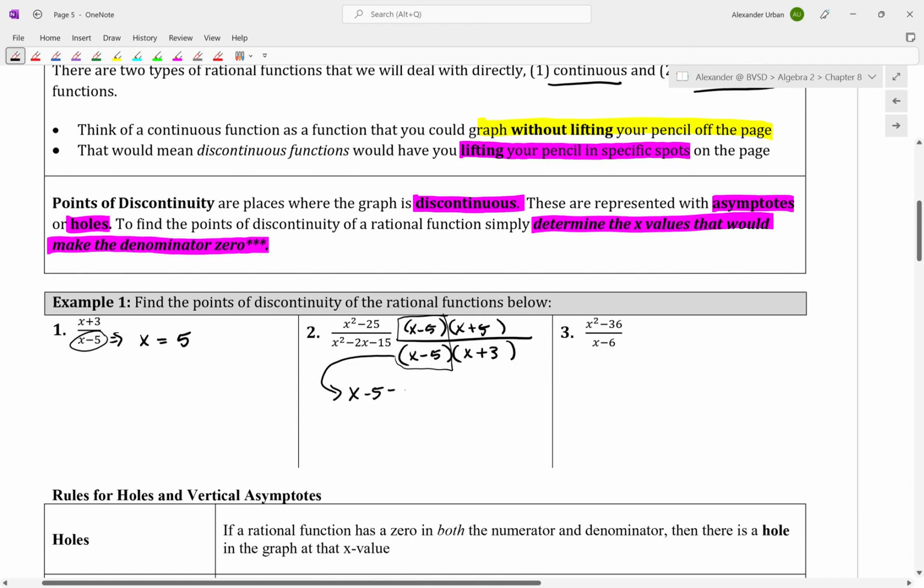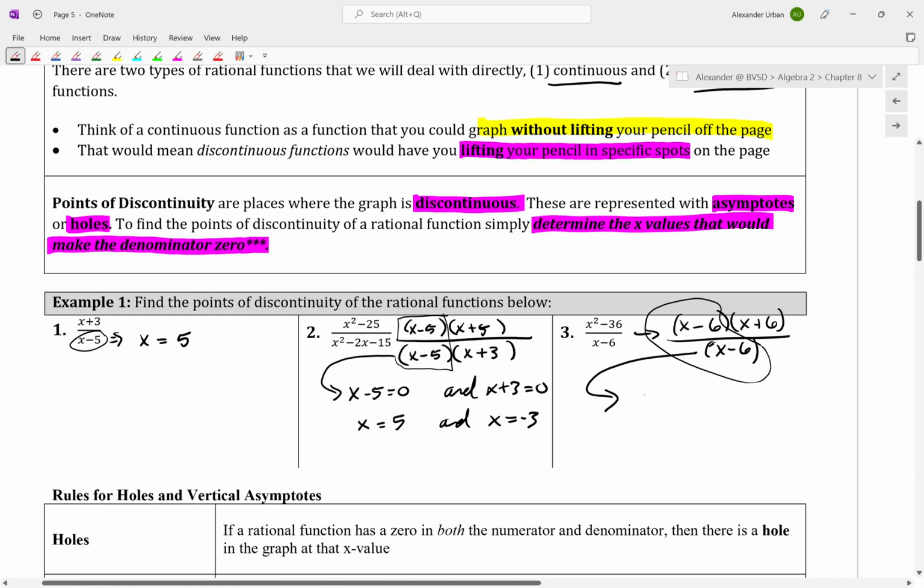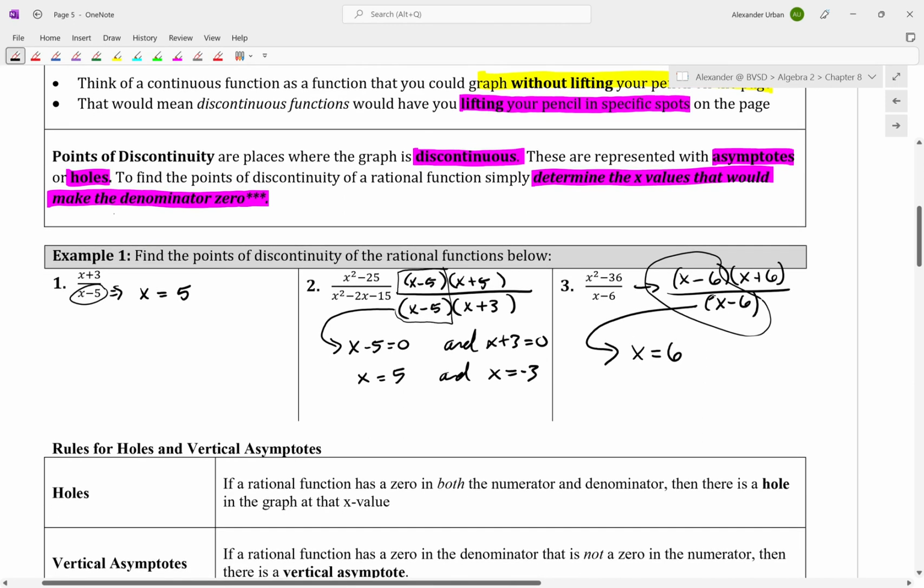X minus 5 is equal to 0 and x plus 3 is equal to 0. This is what we're doing. We're looking to see which denominator values will equal 0. Well, again, x is equal to 5 and x is equal to negative 3. Our last function right here is going to be another difference of squares, so x minus 6 divided by x plus 6 all over x minus 6. This, again, will come into this talk in just a minute. You can see that this is actually reducible, but we will have a point of discontinuity at x equal to 6 because we're setting x minus 6 equal to 0. But remember, again, what would make the denominator 0? That's going to be our points of discontinuity.